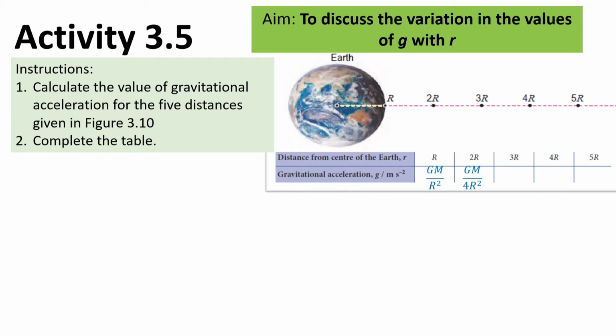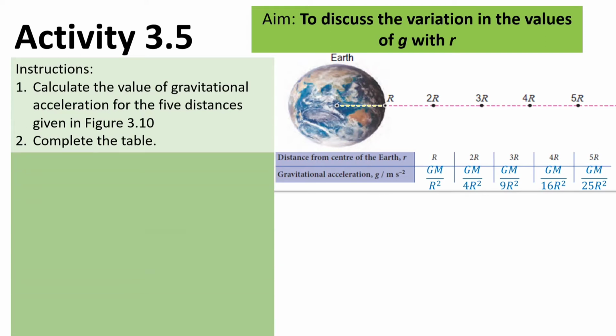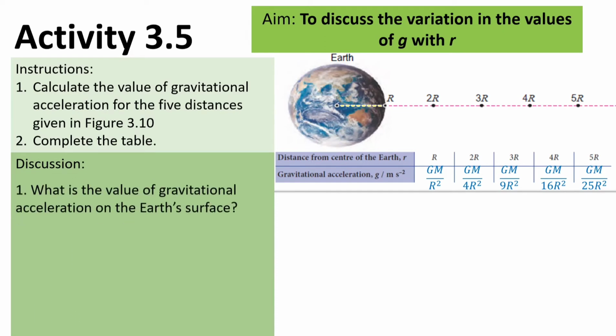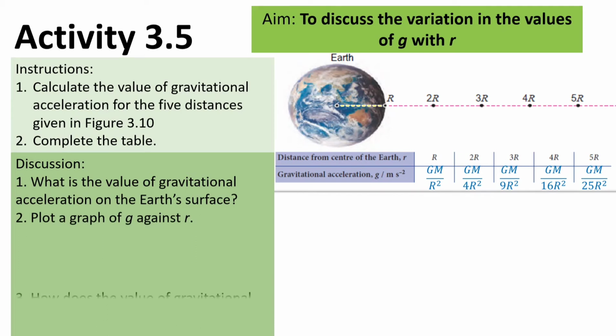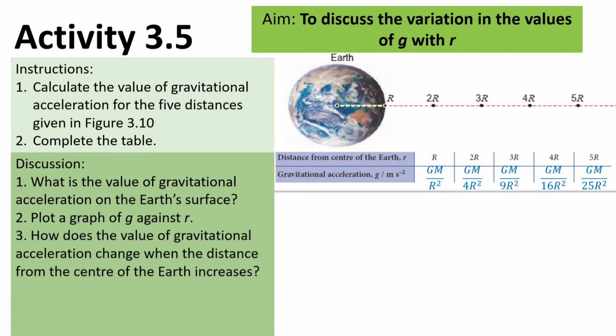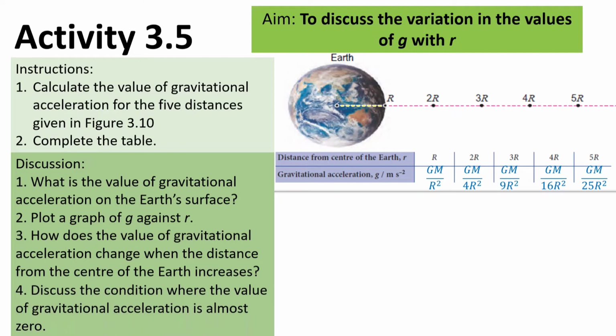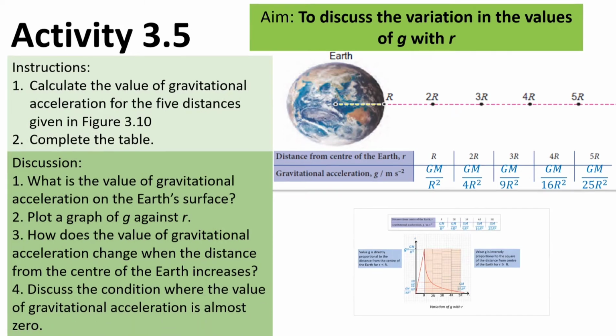If the distance is r, we have GM over r squared. When we have 2r as the distance, we have GM over 4r squared. If the distance is 3r, we have the gravitational acceleration as GM over 9r squared. Then you calculate for 4r and 5r, and those are the answers. Then we may ask questions. What is the value of gravitational acceleration on the Earth's surface?